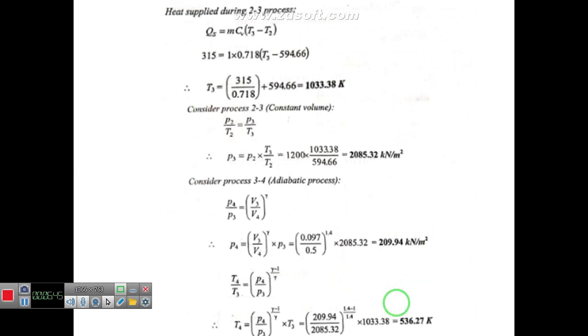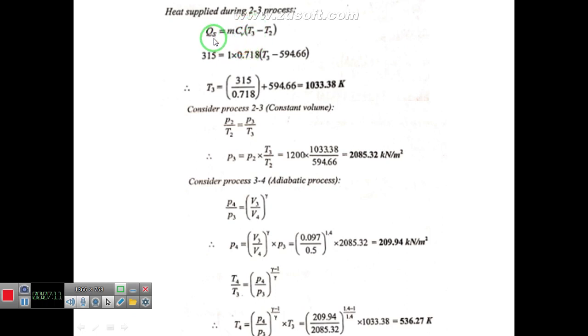So next we are going to find the T3 value. T3 is the peak temperature of the cycle. Heat supplied during the 2 to 3 process: heat supplied equals m Cv into (T3 minus T2). In this formula we are finding the value of T3.